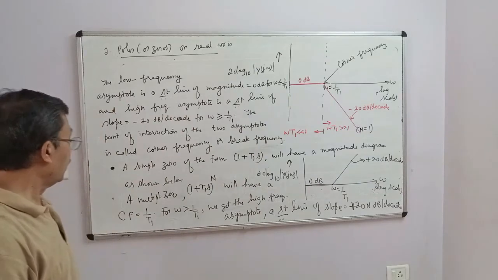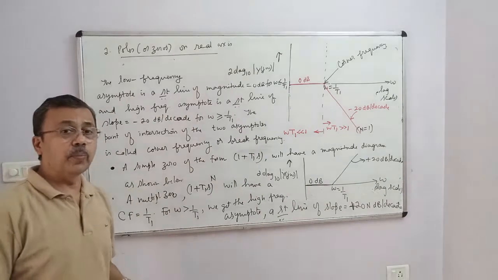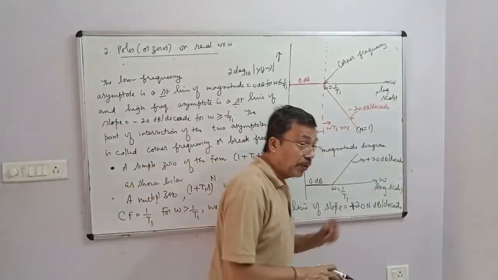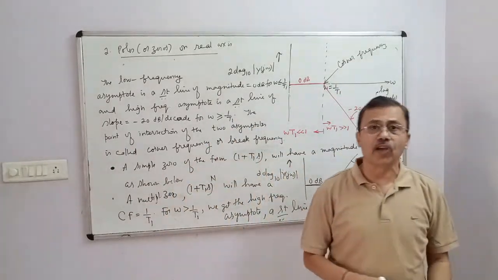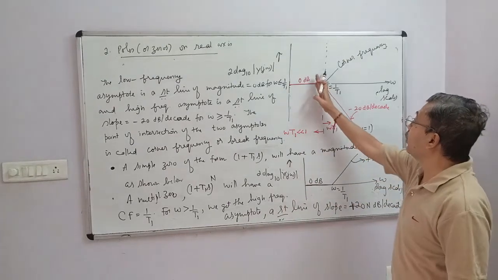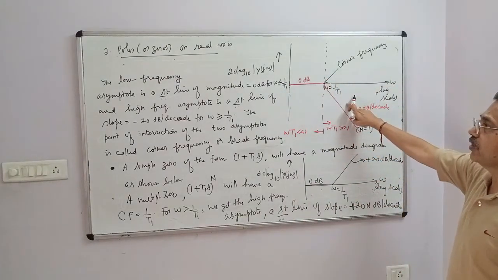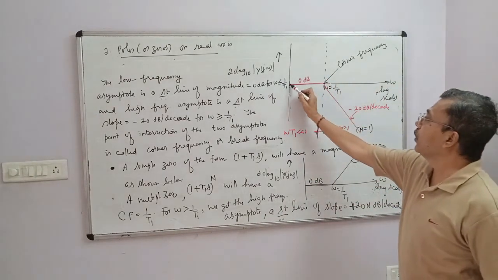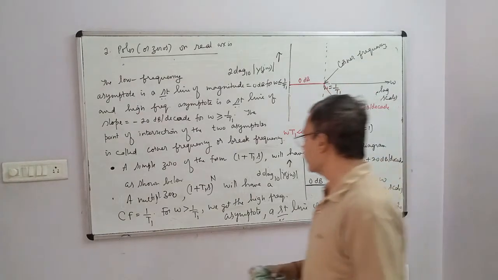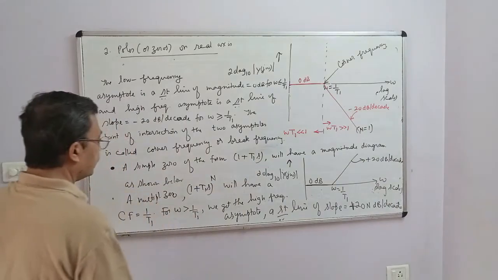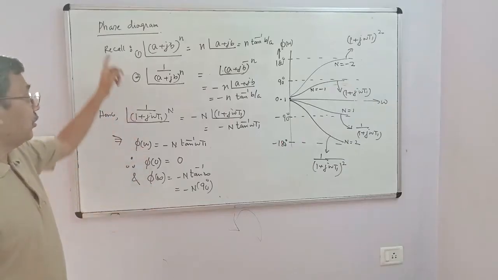In simple words, poles will change slopes in multiples of minus 20 beyond the corner frequency. Zeros will change slope in multiples of plus 20 for frequencies beyond the corner frequency. So this is the low frequency asymptote, this is the high frequency asymptote. Next I will teach you the phase diagram.